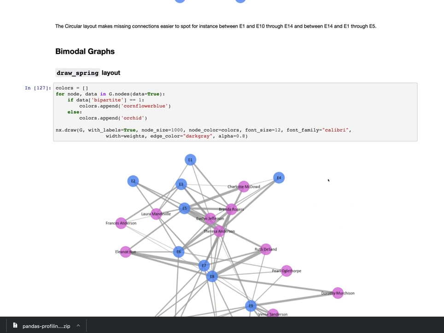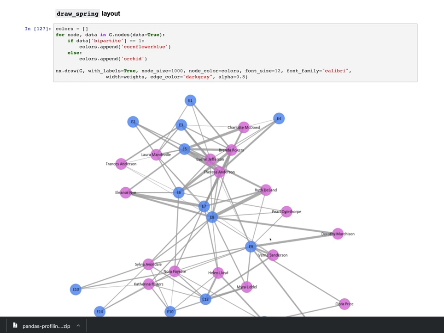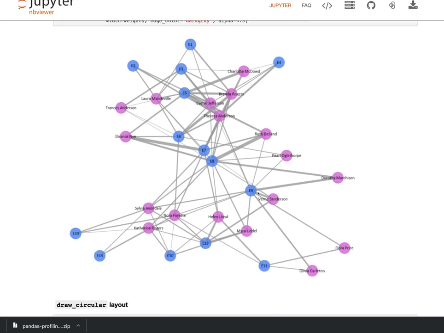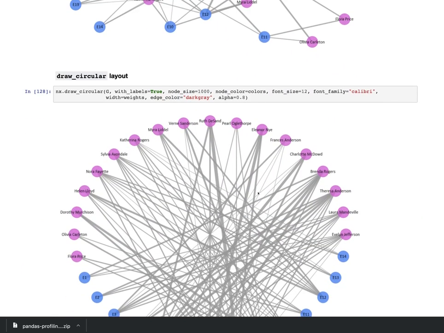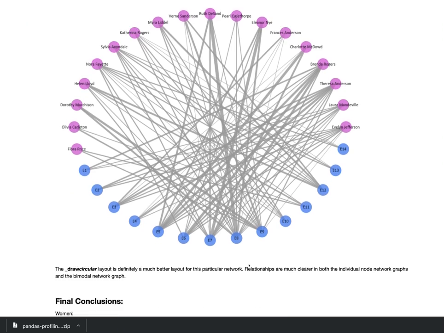So then we did the bimodal graphs where it has the 2 nodes together. And you can see those 4 most influential clubs in the middle, surrounded by the ladies, with the more influential ones kind of grouped over here with the heavy weighted lines. But it's not really that easy to see what's going on with that graph. So then we tried the circular layout for this one. And here again, I think it's a little easier with the circular layout to see what's going on, see who the most influential ladies are, and see where the most influential clubs are.